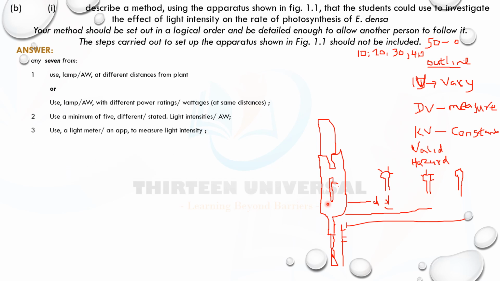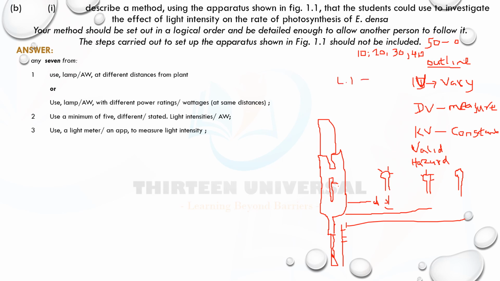Let's get this right. Number one, use lamps at different distances, like we said here, but we're going to put this in essay form. Use lamps with different power ratings if you have different lamps, but if you have one, vary the distance from the experimental setup. Number two, use minimum 5 different stated light intensities. Here we're using distance, but you can convert the distance also to light intensity.